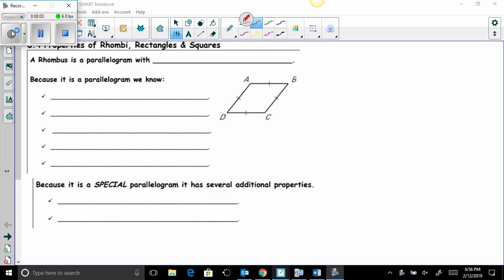Guys, today, first of all, sorry that I'm absent again today, but I have a sick child, so I need to be there. But I came in tonight to teach it to you so you could understand what's going on. We're going to look at lesson 8.4, which is properties of rhombus, rectangles, and squares.